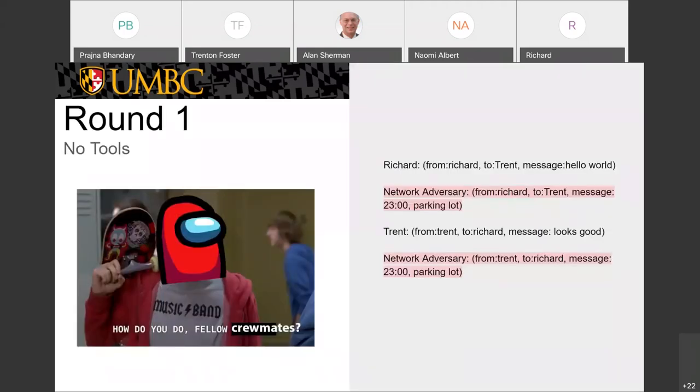So we're going to go through a real game that we had played. This is the remote adaptation that Ennis had created. On the right, you have all the messages. The network adversary's messages are highlighted in red. This first round has no tools. It's between me and Trent. I'm sending a message to Trent through the network of "Hello World." The network adversary just modifies that message to say "Meet at 11 p.m. in the parking lot." Trent, not being able to tell anything else, assumes that this is actually from me and says it looks good. And the network adversary then forwards that message to me. Next slide.